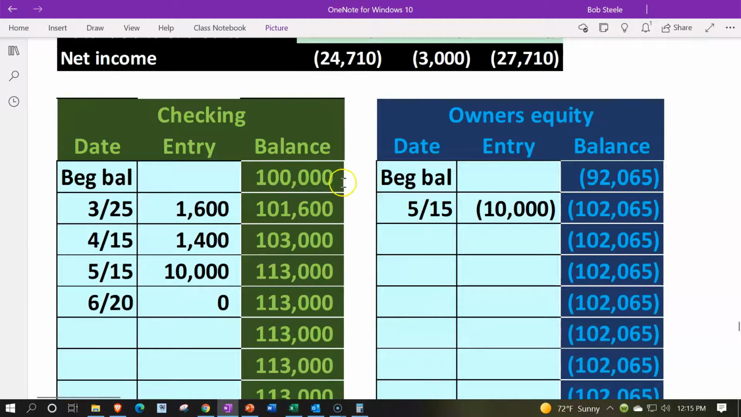So then the checking account was at the 100,000. It went up in the past by 1,006 to the 101.6, up by 1,004 to 103,000, up by 10,000 to 113,000. Equity then went up to the 92.65, up by 10,000 to the 102.65.